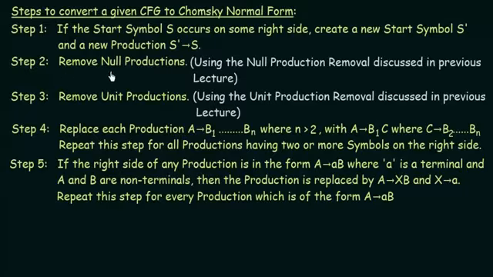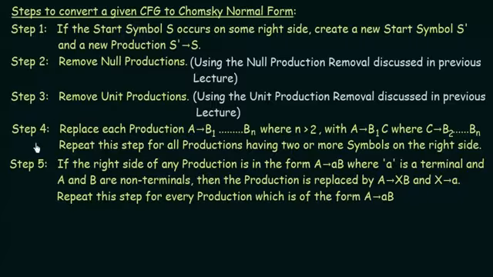Step 2: remove null productions. In the last lecture I taught you how to remove null productions. Following those steps, you have to remove the null productions if there are any. And in step 3, you have to remove the unit productions. This also I discussed in the previous lecture. So using the unit production removal discussed previously, you have to remove all the unit productions in the CFG if there are any.